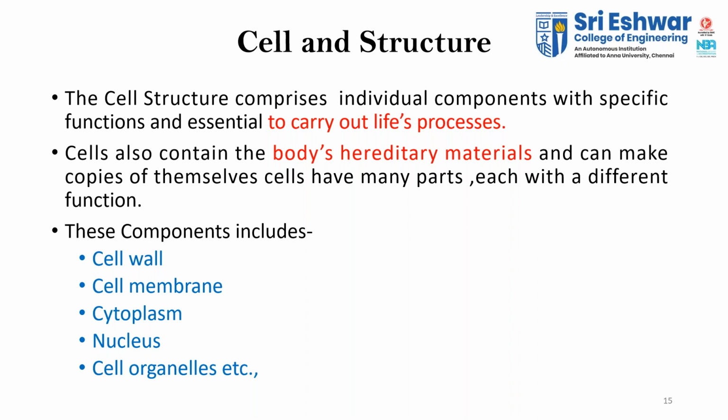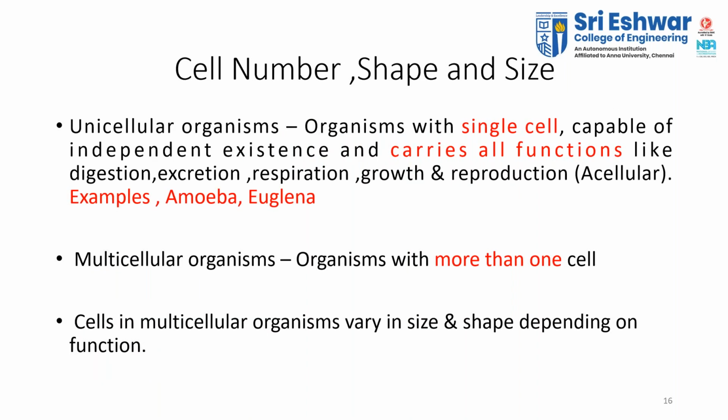We have many units inside your human cell. And followed by that, we have cell numbers, shape, and size. Okay, we have seen what is cell, what is the application of cell, what is the function of cell, what are the components present inside the cell. Okay, and what are the types, classification of the cell, and next comes cell numbers, shape, and size.